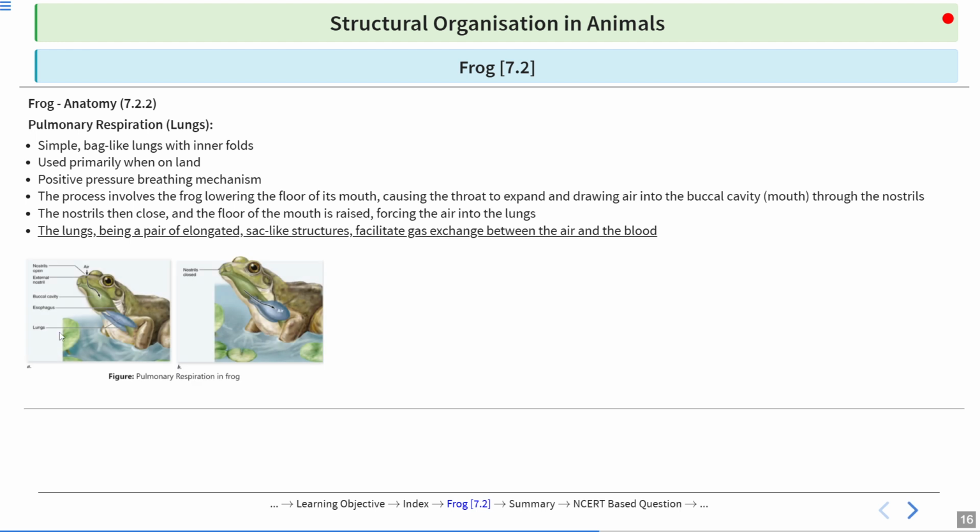So here you can see nostril open, the external nostril, the air is moving downward. Here you can see the buccal cavity, and it reaches there once it's swallowed. When the nostril gets closed, you can see the air passes into the lung region. So here you can see the lower part of your buccal cavity is raised. When it is raised, all the air that is present in the mouth passes to the lungs.